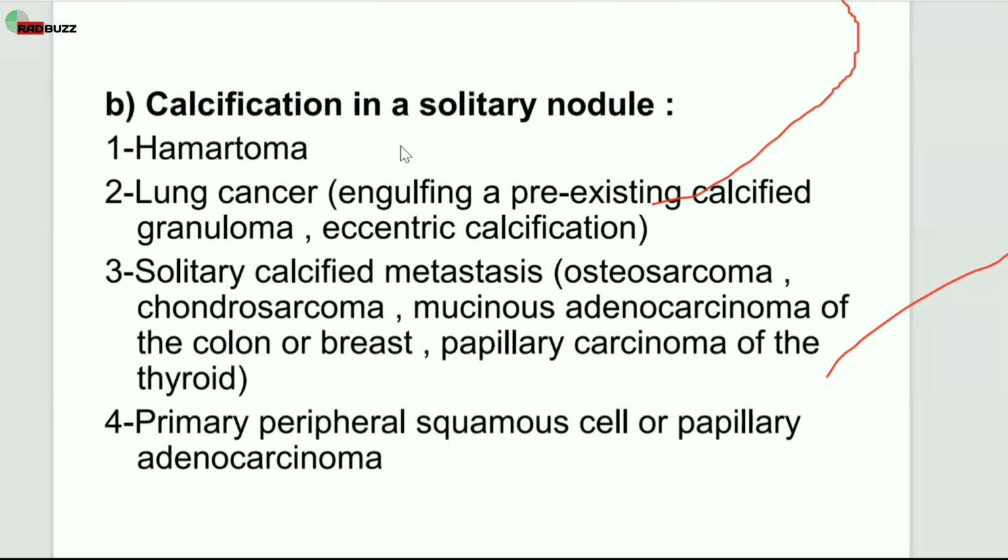Lung cancer will have a history. A patient may be asymptomatic in hamartoma. In lung cancer, a patient will have a typical history of it. Calcified metastases: if the patient has some history of malignancy already, then calcified metastases can occur. Osteosarcoma and sarcomas are known to give solitary calcified metastases. That's why we do a non-contrast CT to differentiate between an enhancing nodule and a calcified nodule. Chondrosarcoma, mucinous tumors anywhere, colon or breast, and papillary carcinoma of thyroid.